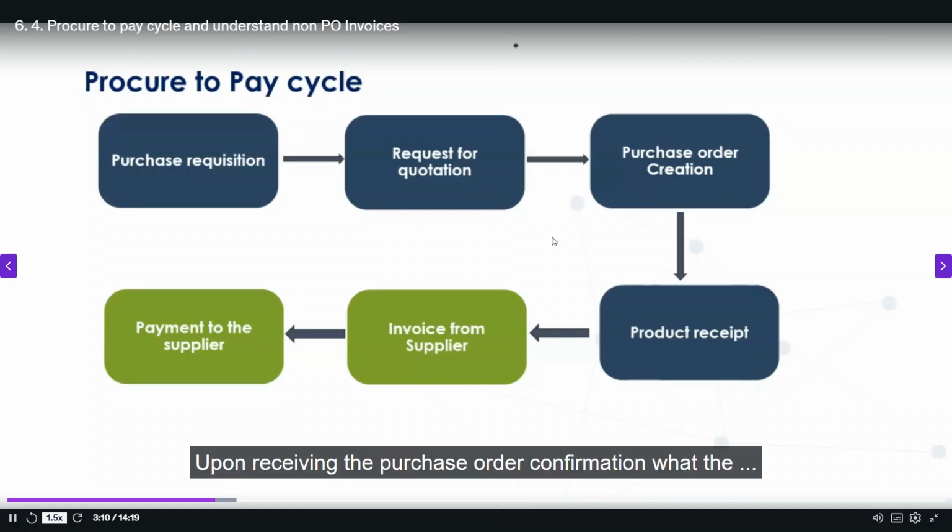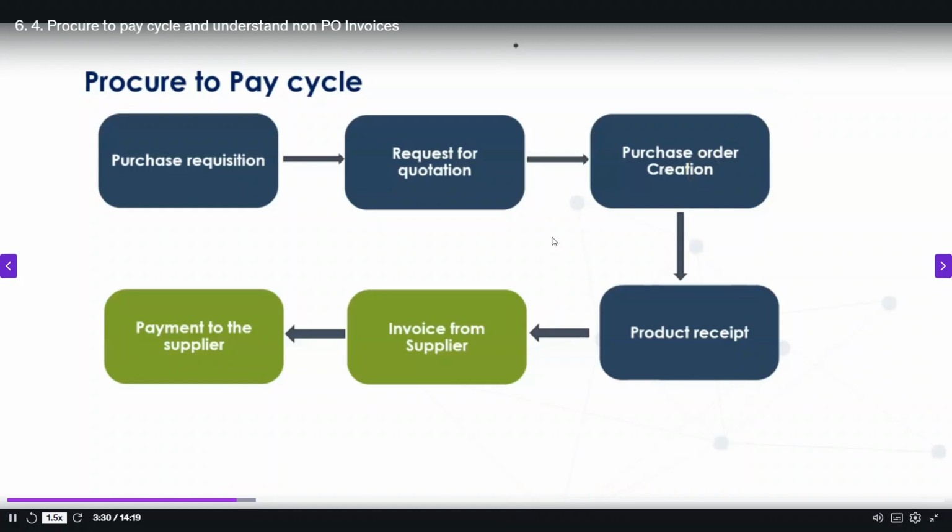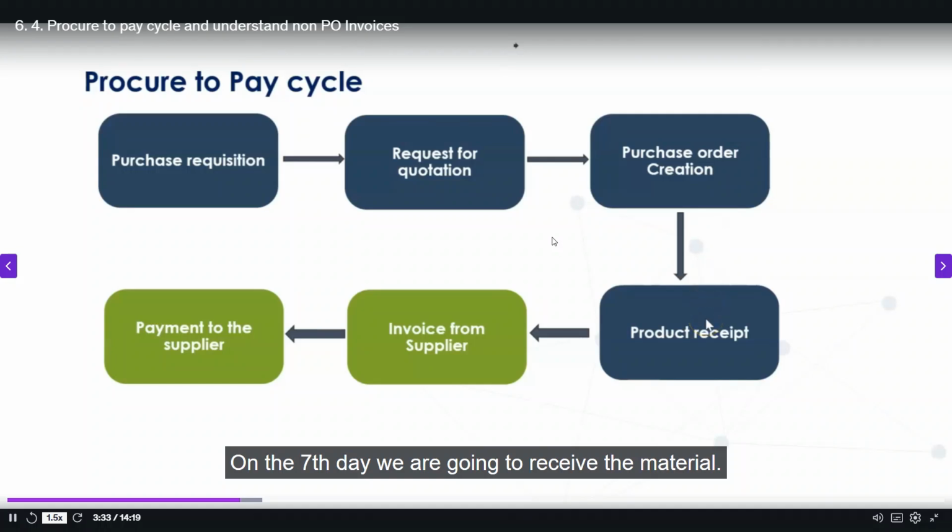Upon receiving the purchase order confirmation, the vendor will let us know the tentative date that he can deliver the goods, and that's it there. Let us assume that the vendor confirmed that he will be delivering the goods in the next 7 days. On the 7th day, we are going to receive the material, right?